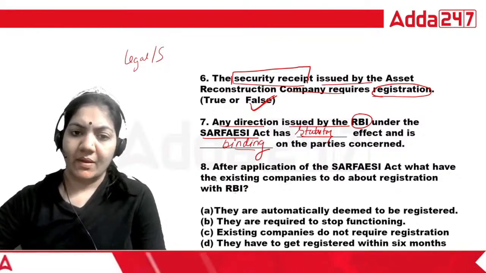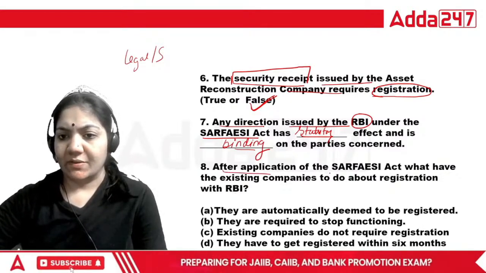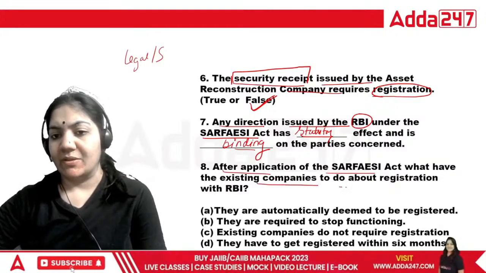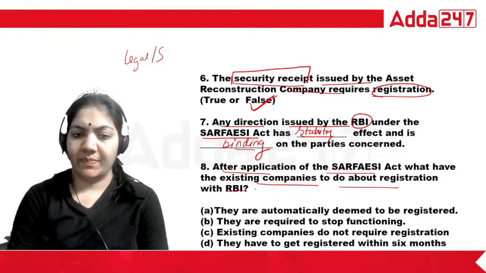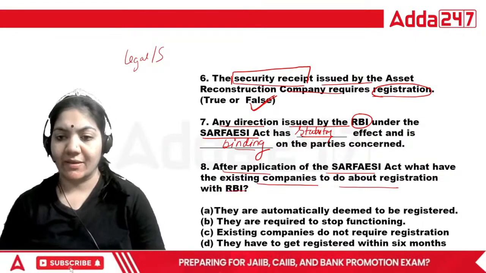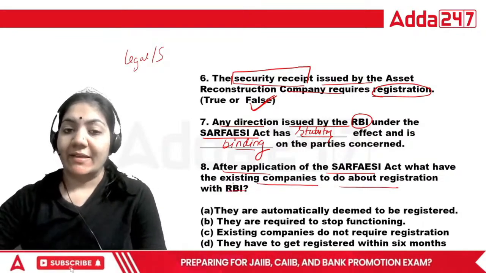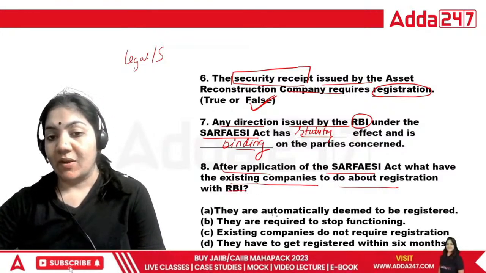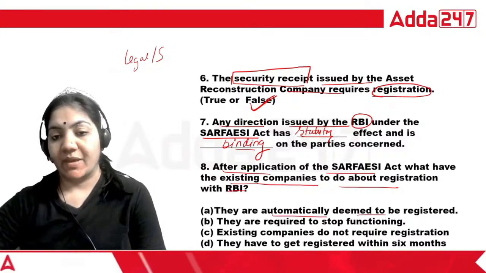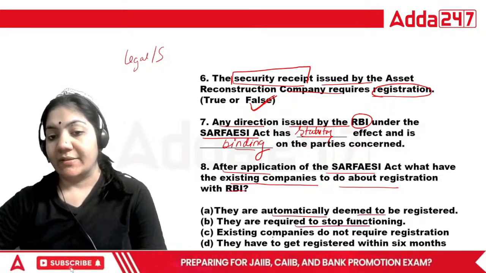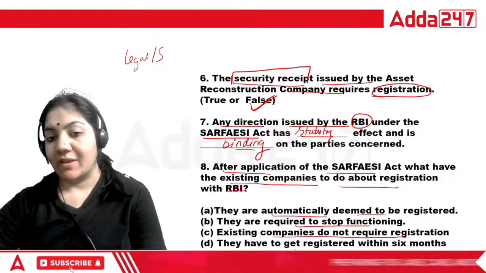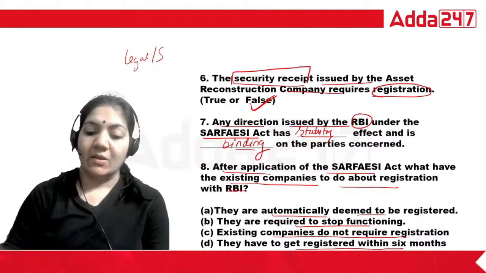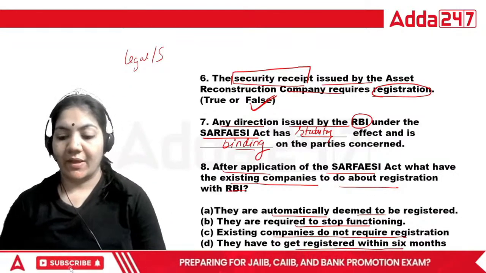Okay. After application of the SARFAESI Act, what have the existing company to do about registration with RBI? They are automatically deemed to be registered. They are required to stop functioning. Existing company do not require registration, and they have to get registered within 6 months from the commencement of the act. So what will be the right answer for the 8th question?